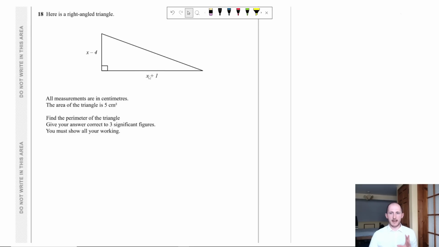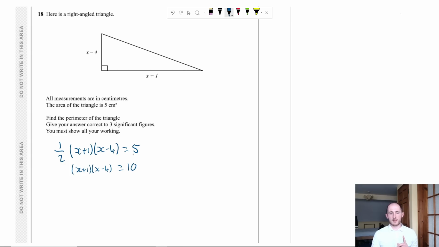So let's take care of the algebra thing first. What else do they tell me that's useful? Well, the area of the triangle is 5 centimetres squared. Well, how do I work out the area of a triangle? Well, I do half base times height, which is x plus 1, x minus 4. And that should give me 5. Now, because I don't like fractions, I'm going to times the whole thing through by 2, which gives me x plus 1, x minus 4 equals 10.